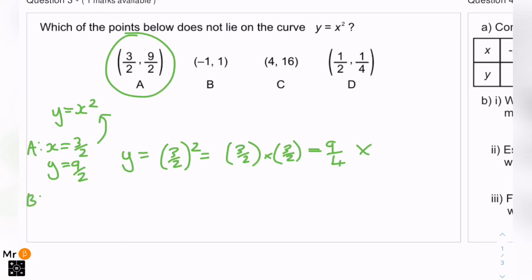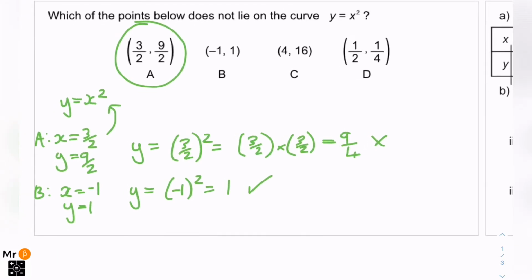Let's check it for B. So when x is -1, y is 1. So we know that y is equal to this x value squared. Well, minus 1 squared is positive 1, so that does work. So B does lie on the line. Let's check it for C. So x is 4, y is 16. We know that y is equal to my x value squared. Well, 4 squared is 16, yes, that works.